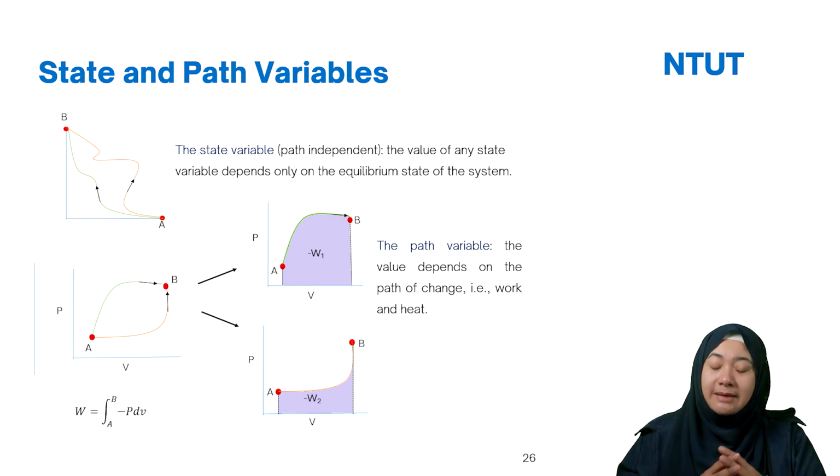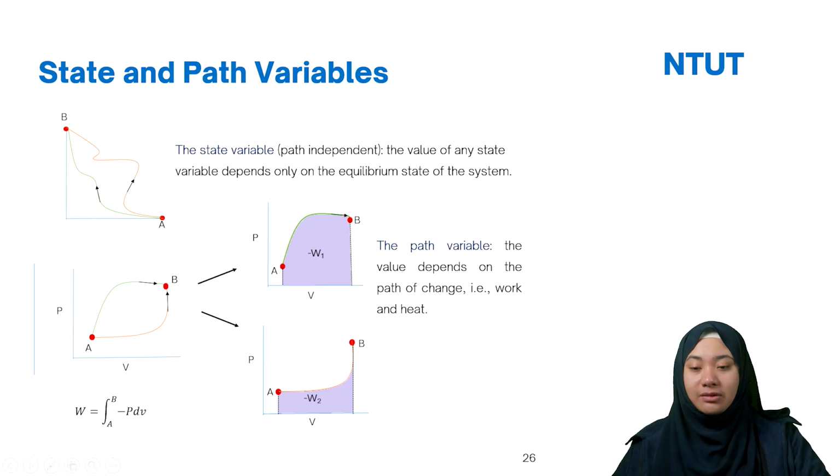Another is the path variable. It depends on the path of change, like work and heat. For example, if we go by the green or orange path, the work is different, because how to calculate it depends on the pressure and volume change. Here, the area under this curve is the total work. So path A and path B are different work. In this case, we categorize it as a path variable.